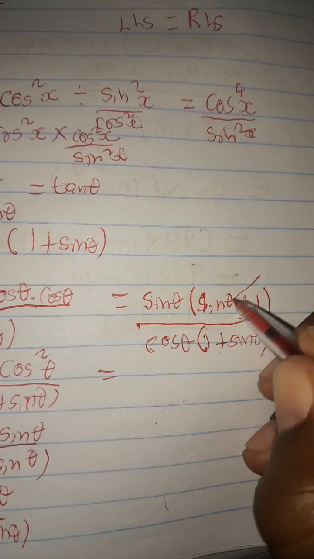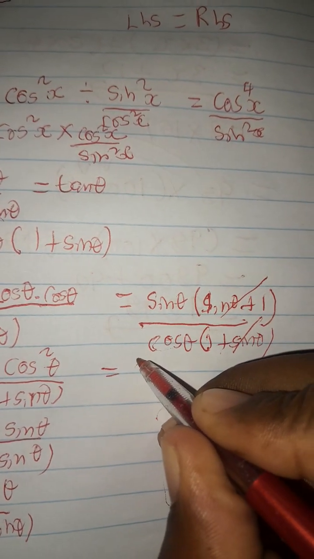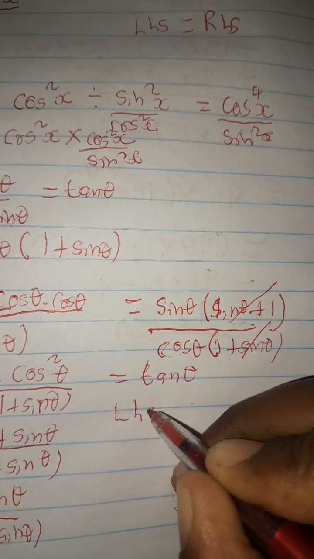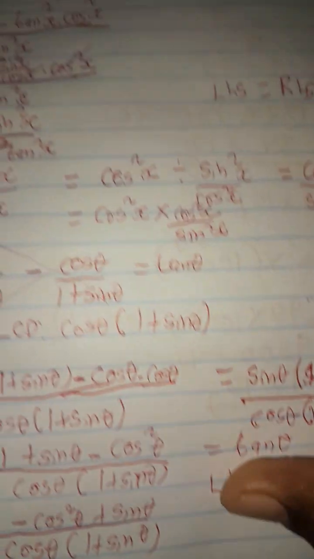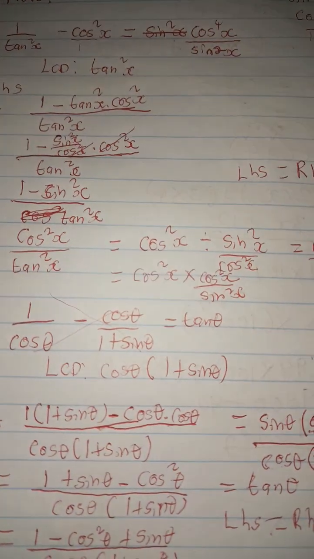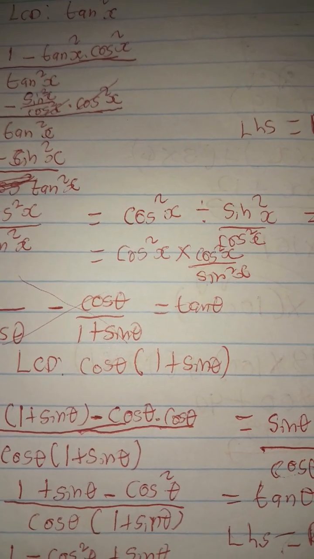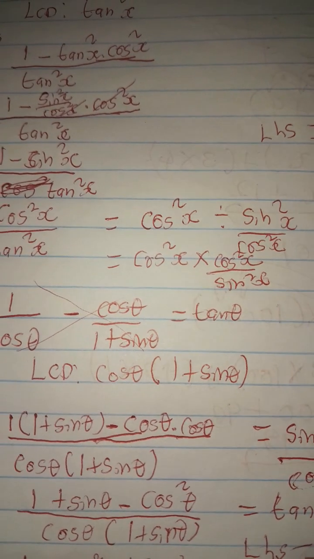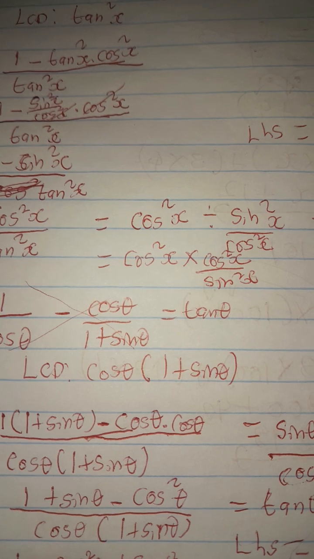So what we can do is cancel this. Then we're left with sine theta all over cos theta. Sine theta all over cos theta is tan theta. Hence, the left-hand side is now equal to the right-hand side. Remember, innocent until proven guilty. That's the technique. You must have knowledge of fractions, know your identities well, know when to change, and know when to cancel. Hope you find this video useful as you're preparing for your June examination.